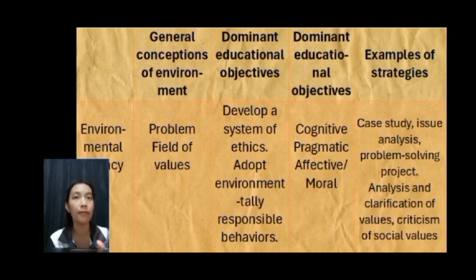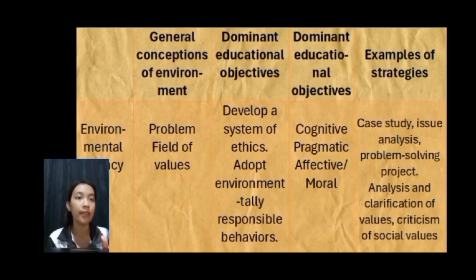Next is adopt environmentally responsible behavior. This means integrating eco-friendly habits into daily life, such as reducing waste, conserving energy, and making sustainable consumer choices. Embracing a lifestyle that minimizes ecological footprints contributes to the overall well-being of the planet and promotes a more environmentally conscious society. So from the words themselves, environmentally responsible behaviors, it integrates habits and actions into daily life. So that's the dominant educational objective.